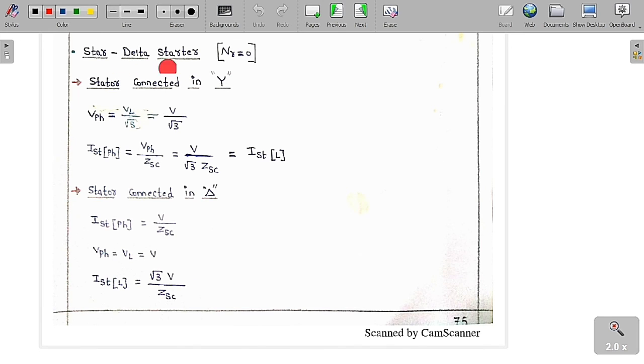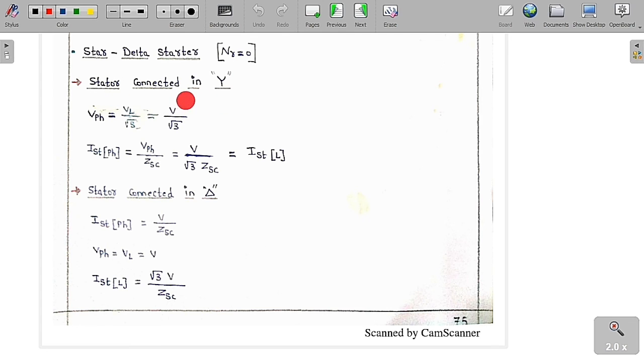Now we will see what is going to happen for the star delta starter. For the star delta starter, here NR is equal to 0, meaning the starting condition. Now initially we are going to connect the stator in the delta fashion.